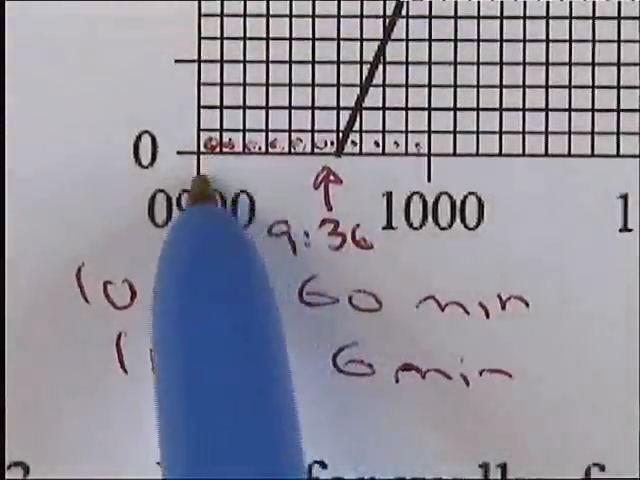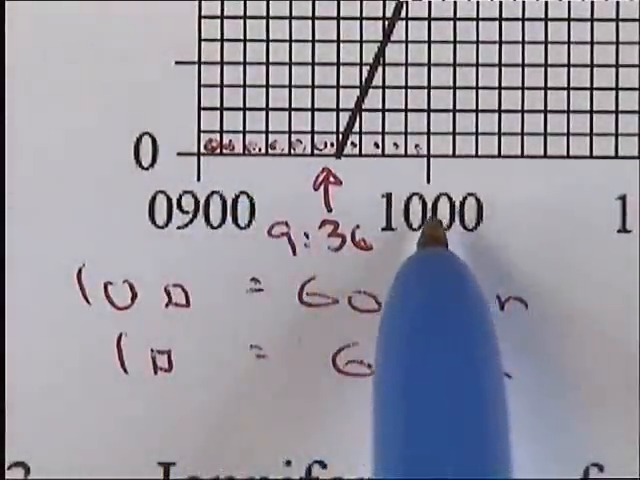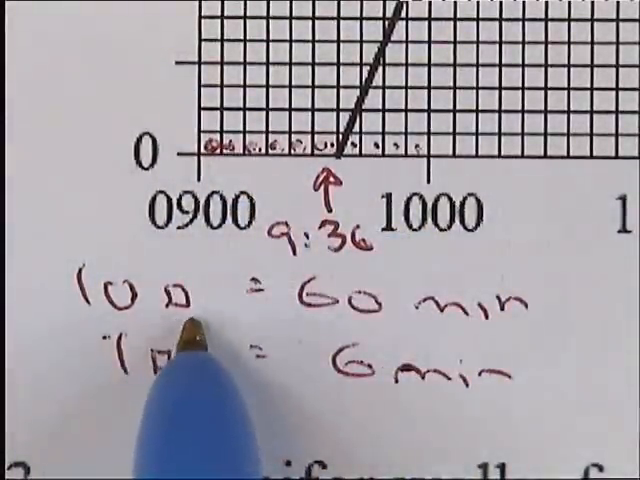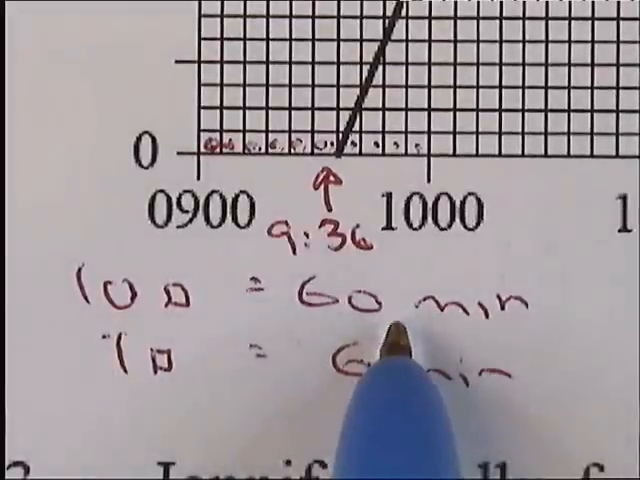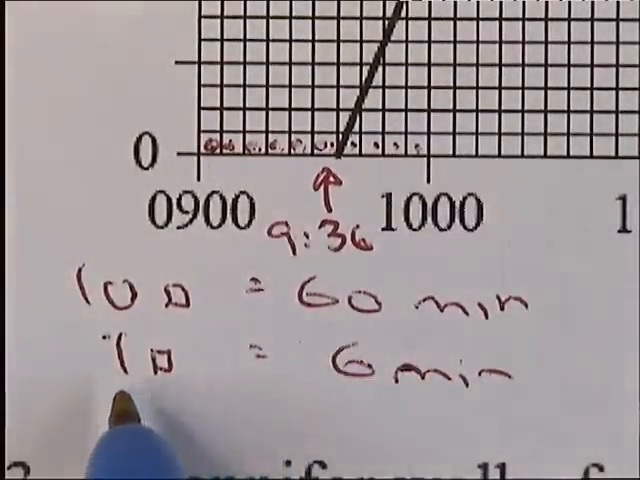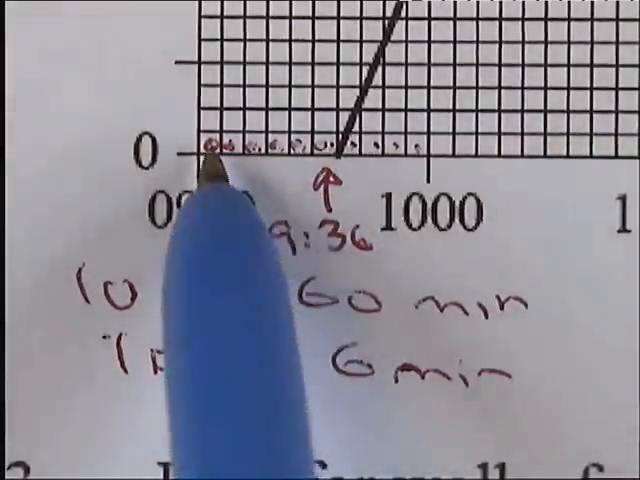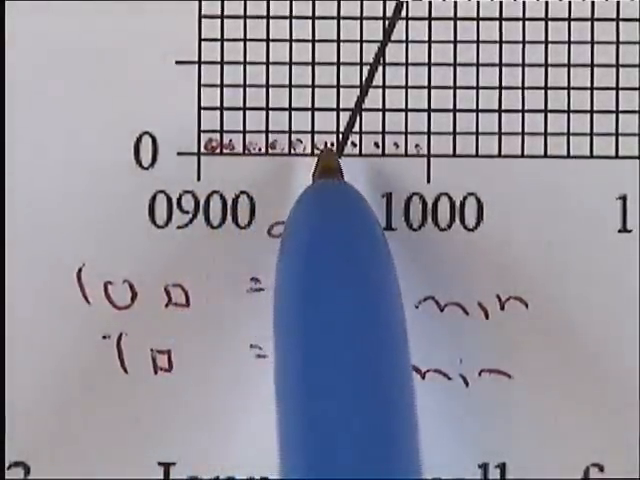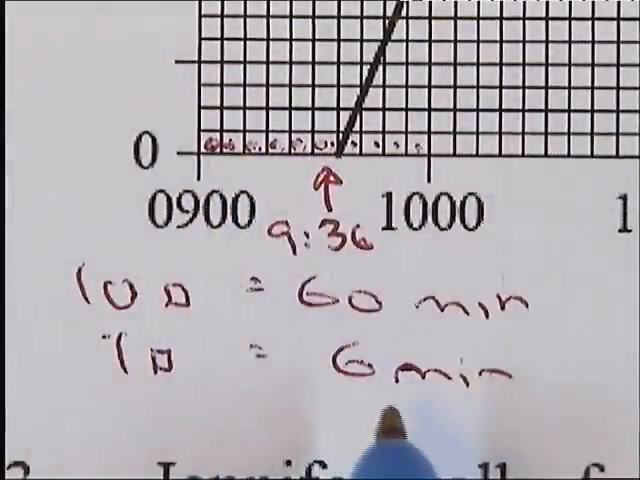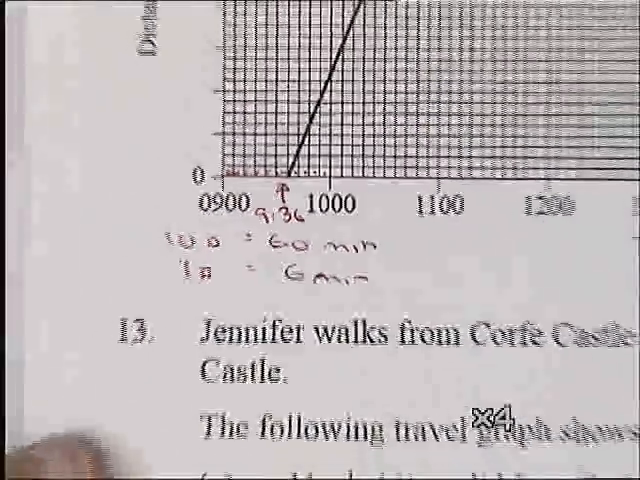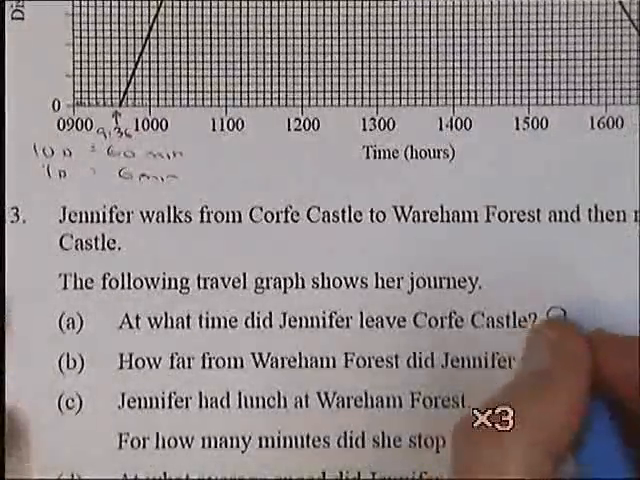There were 10 squares between 9 o'clock and 10 o'clock. So 10 squares was worth 60 minutes. Well, that meant 1 square was worth 6 minutes. That's just by dividing by 10. Well, there were 6 squares before she started. So that's 6 lots of 6 minutes, 36 minutes. So 9:36 is the time that she left Corfe Castle.